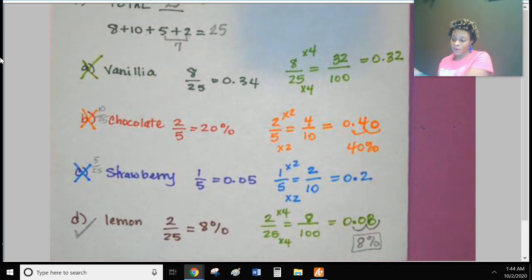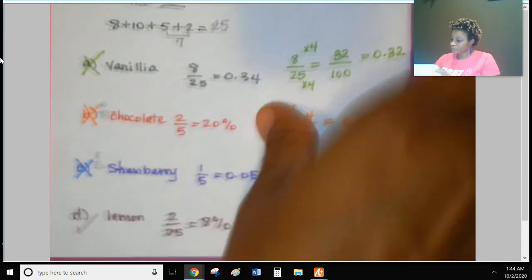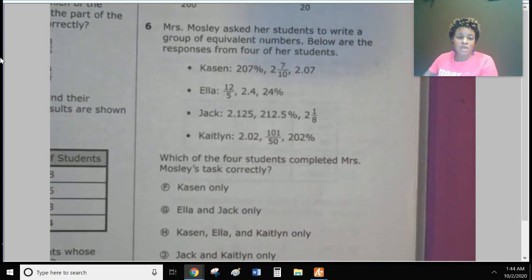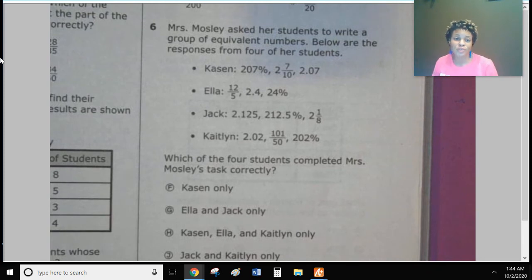We have one last problem that we want to look at together. Number 6. It says, Miss Mosley asked her students to write a group of equivalent numbers. Below are the responses from 4 of her students. So we see Kaysen, Ella, Jack, and Caitlin. Which of the 4 students completed Miss Mosley's task completely? Completely? That's not what the word says. Correctly. Which of the 4 students completed Miss Mosley's task correctly?